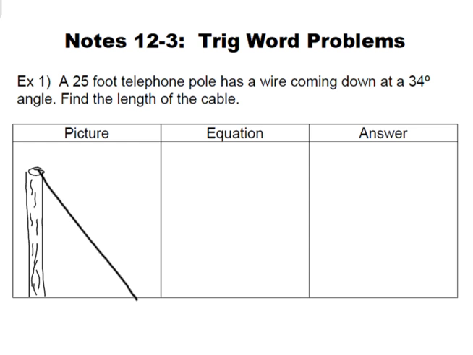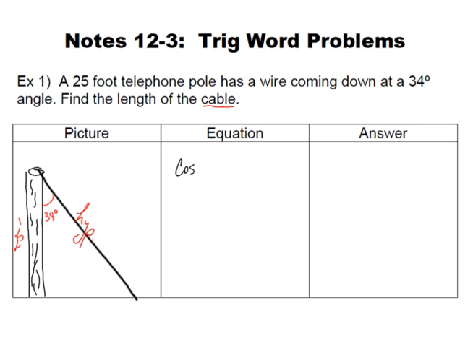Notice it makes a nice, neat little right triangle for us. I have here a 34-degree angle, and it tells me that my pole is 25 feet. It's asking me the length of the cable, so I need to know my hypotenuse. That is what I'm looking for. So I have the adjacent side, I'm looking for the hypotenuse, and I have an angle. So I'm going to be using the cosine.